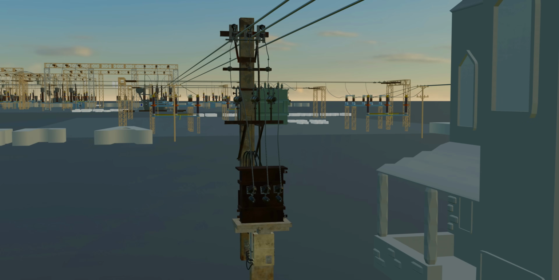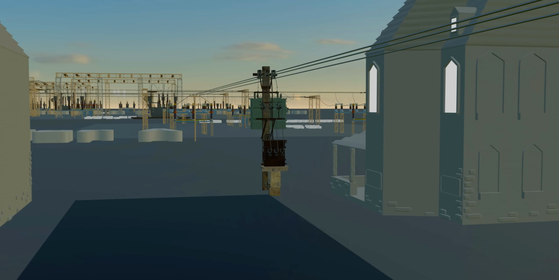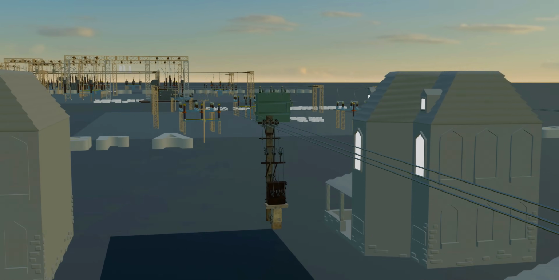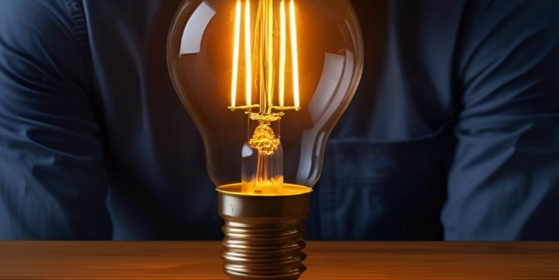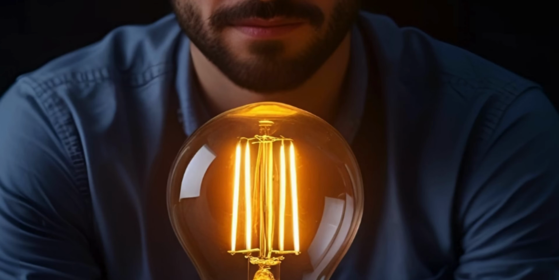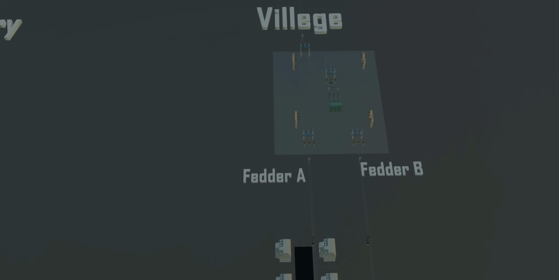At each of these points, usually near streets or neighborhoods, a local transformer steps the voltage down from 11 kV to 440 volts, which is the standard supply level for homes. So ultimately, we are the final consumers of electricity. I hope you've clearly understood the complete journey of electricity from generation to your home.